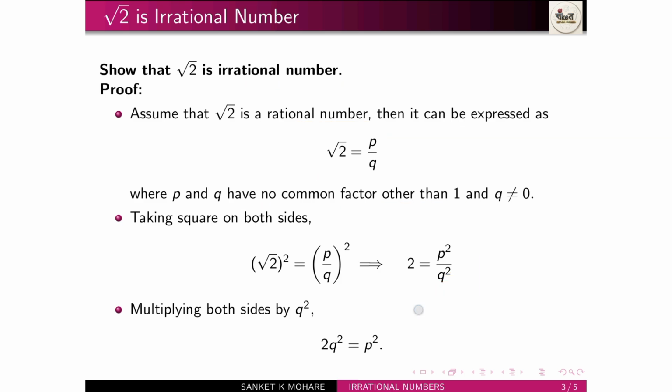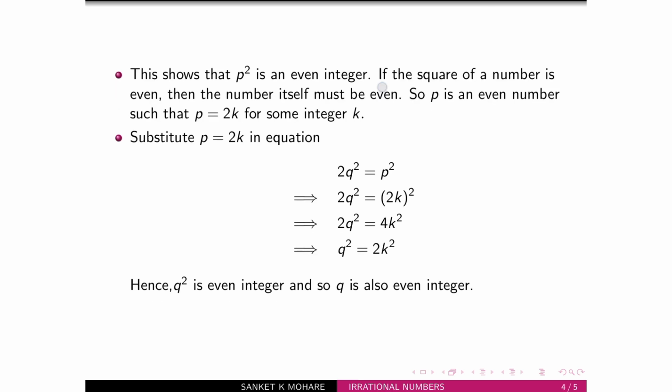We know the general form of an even number. For any integer n, an even number can be represented as 2n, where n is any positive integer. So here also we obtain p square is equal to 2 times q square. As q is an integer, q square has to be an integer, which is also positive. So 2q square represents what? An even number. So that's why p square becomes an even number. This shows that p square is an even integer. If the square of a number is even, then the number itself must be even. We know the property: the square of an even number is even. So as p square is even, p has to be even.